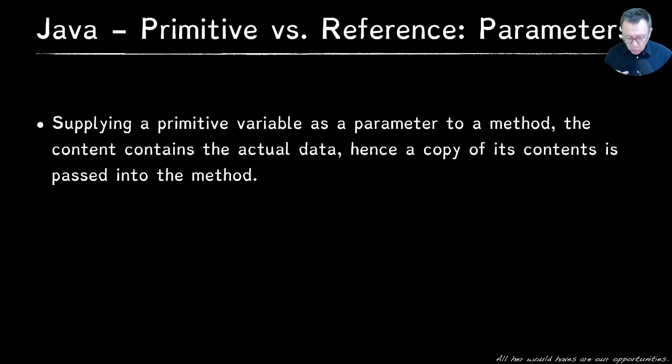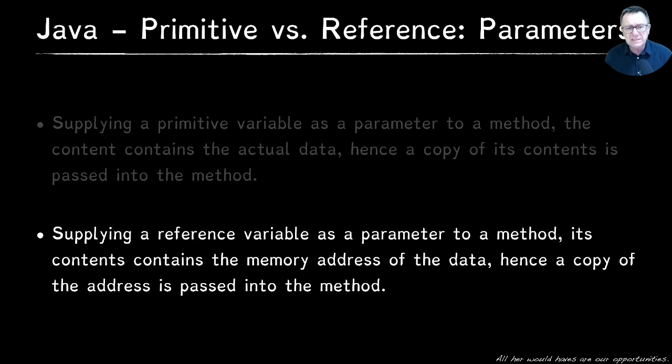Parameters. These become really interesting when we start going down this line of parameters. So when we supply a primitive variable as a parameter to a method, we get that data, and hence, if you recall, we can copy the value into that method, into the variable. No big deal. When we start to supply a reference variable as a parameter to a method, the content contains the memory address of the data. So what we end up doing is we pass a copy of the address into the method. So we start handing out the object's address. It's going to be problematic.